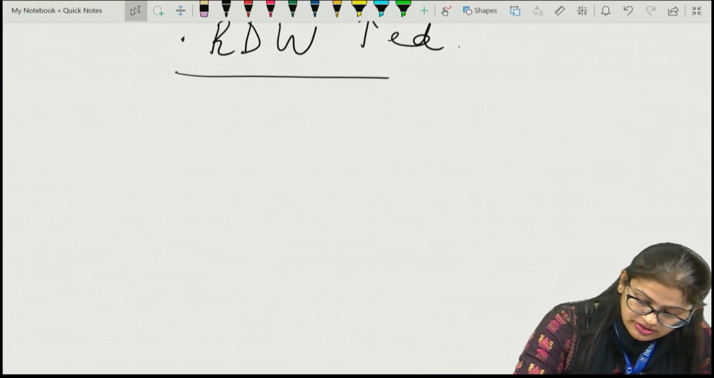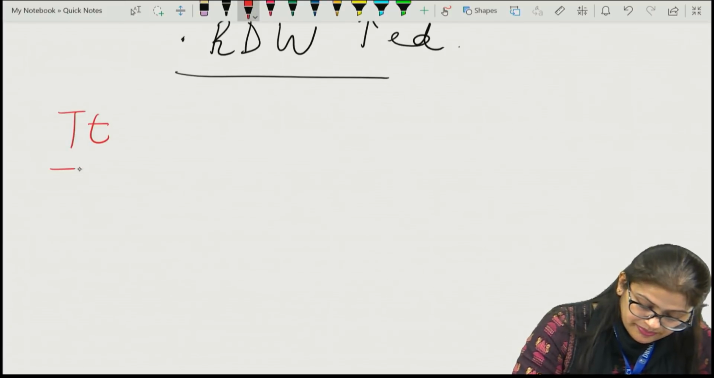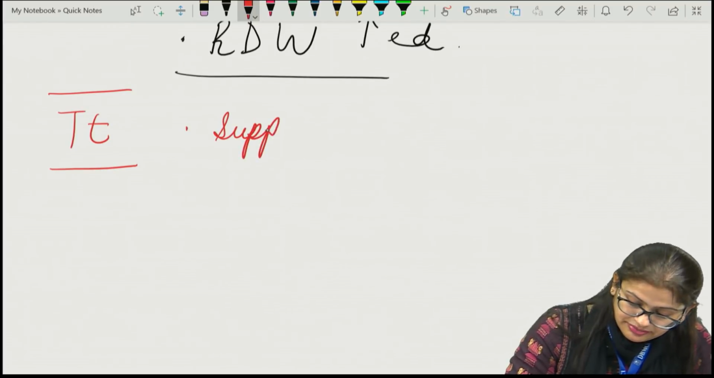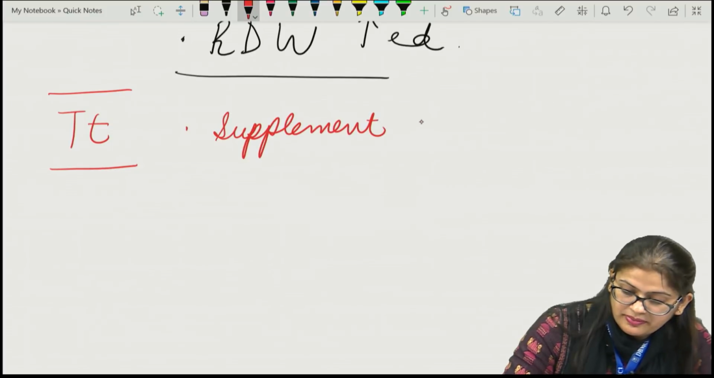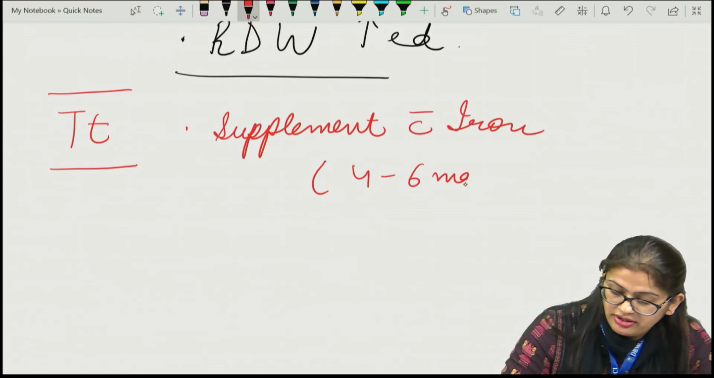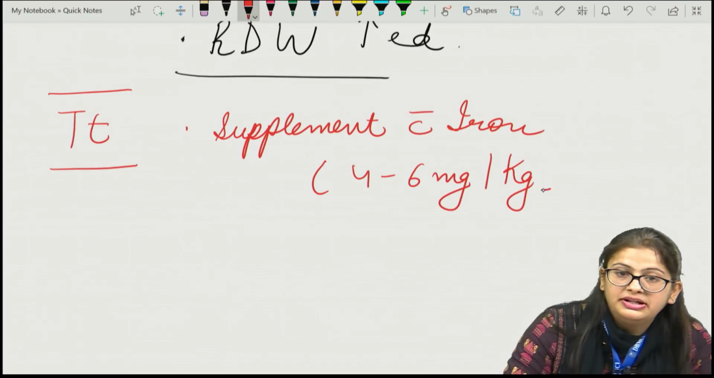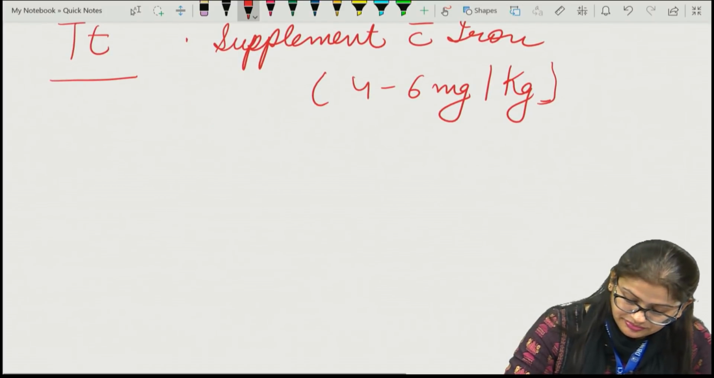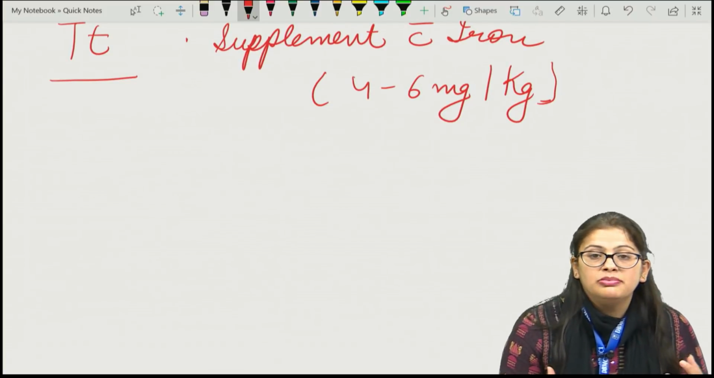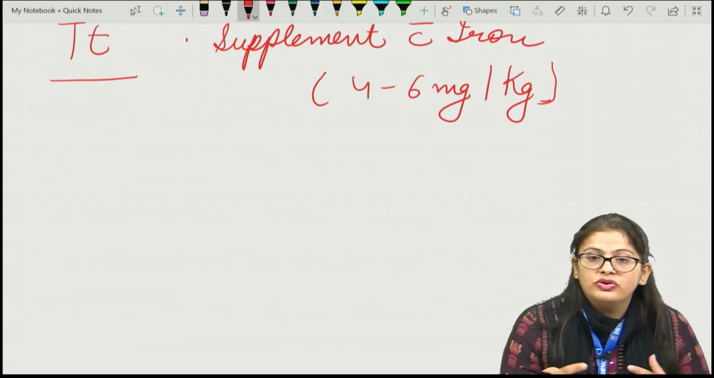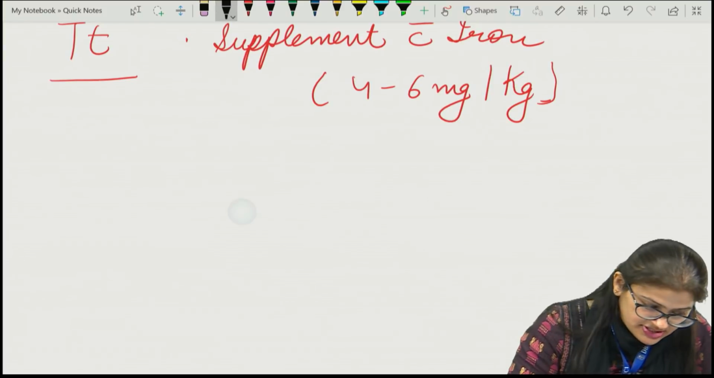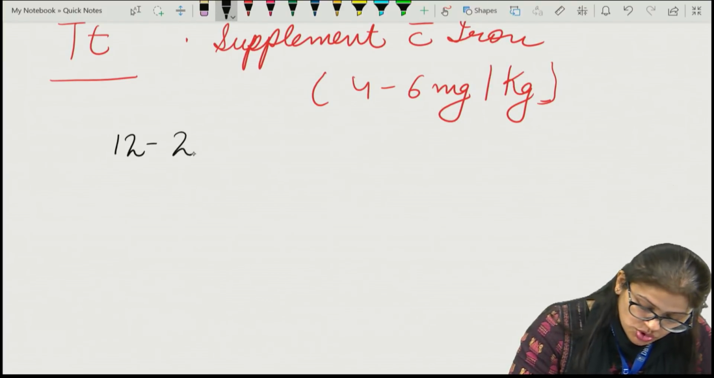So how do you treat iron deficiency anemia? You have to supplement with iron in a dose of 4 to 6 mg per kg per day. And how soon can the response to iron come? It can come within 12 to 24 hours. So what will be the response once iron therapy has been initiated? Well, that can be seen sometimes in less than 12 to 24 hours.